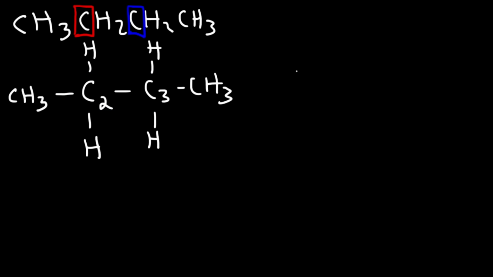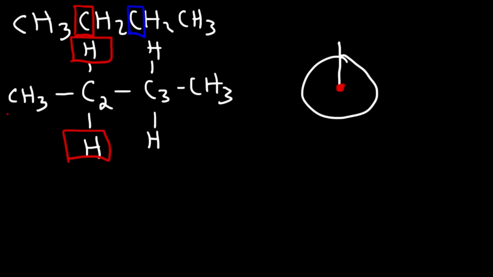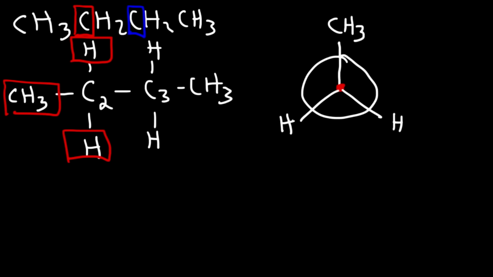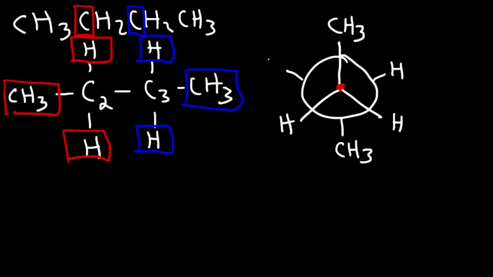So now let's draw a Newman projection. I'm going to draw a smaller version this time. So this is going to be carbon 2, which I'm going to highlight in red, this red dot. So carbon 2 is in the front. And carbon 2 has a hydrogen, another hydrogen, and a methyl group. I'm going to place the first methyl group at the top, and then the other 2 hydrogens. Now carbon 3, which is in the back, also has 2 hydrogens and 1 methyl group. So I'm going to place this methyl group at the bottom and these hydrogens on this side.